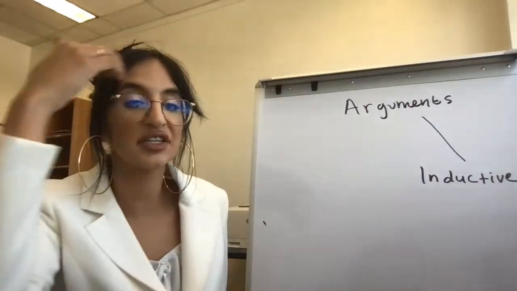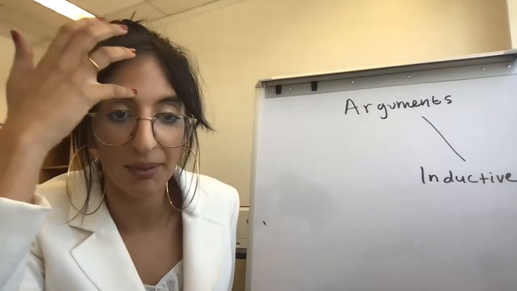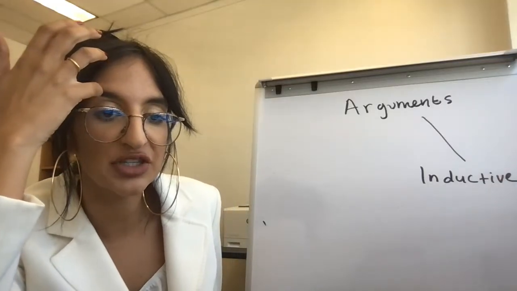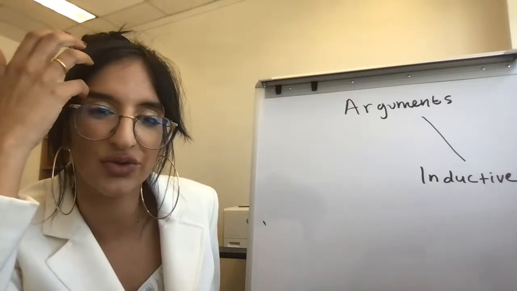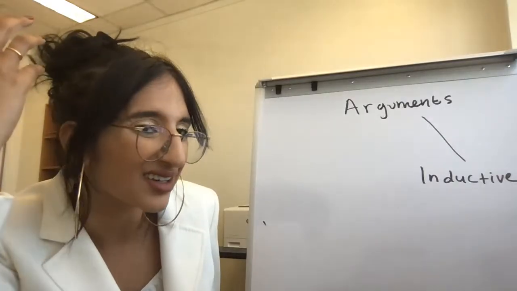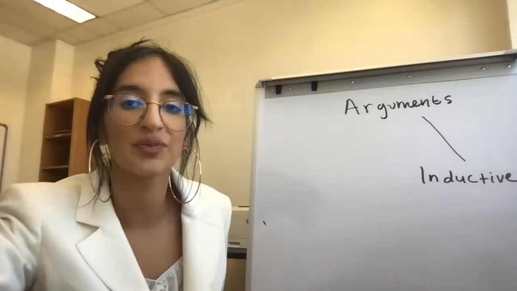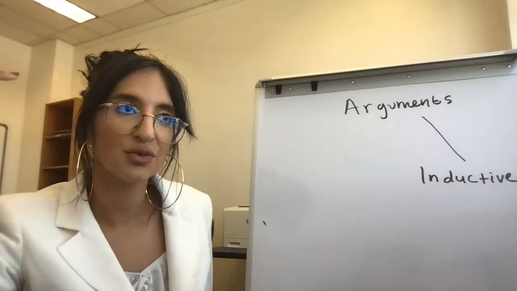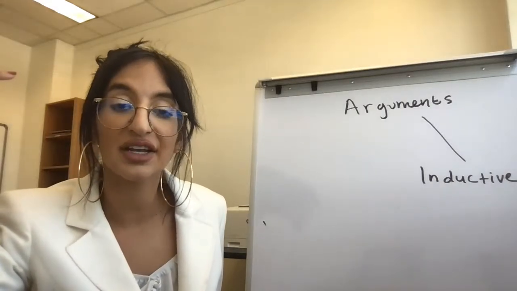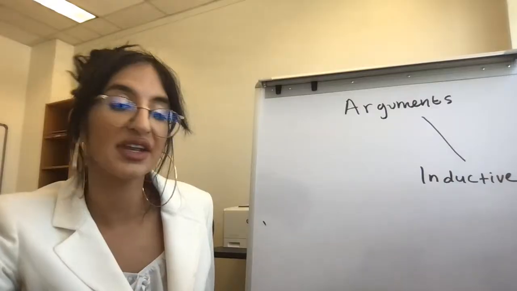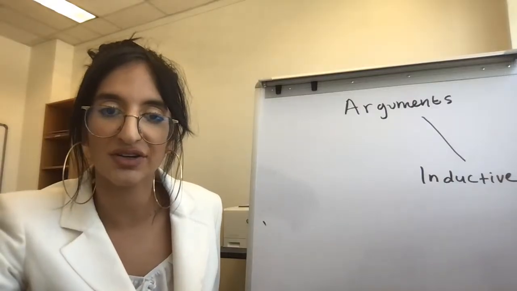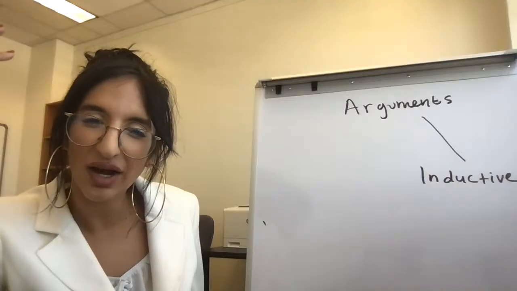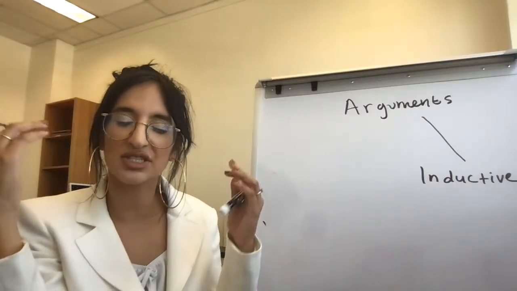Now, an inductively weak argument, a bad inductive argument, is one where the truth of the premises do not establish with any likelihood the truth of the conclusion. So something like, I wore a red shirt to my last final and got an A, therefore the next time I wear a red shirt to my final, I will also get an A. That's inductively weak. Why? So now let's think of the difference between these two cases.